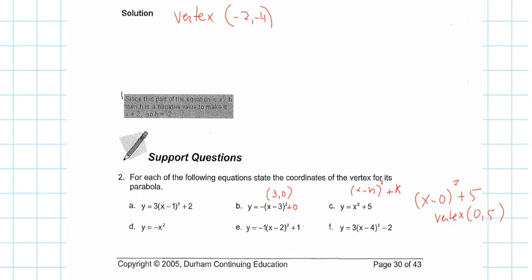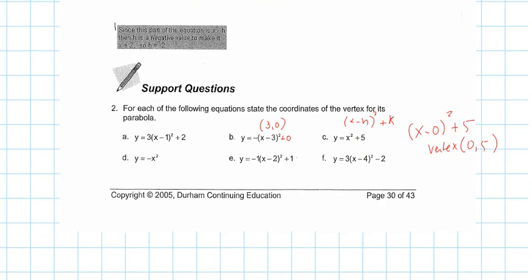What will be the vertex for D? 0, 0. Yeah, it's the origin. It's 0, 0. Are we good?